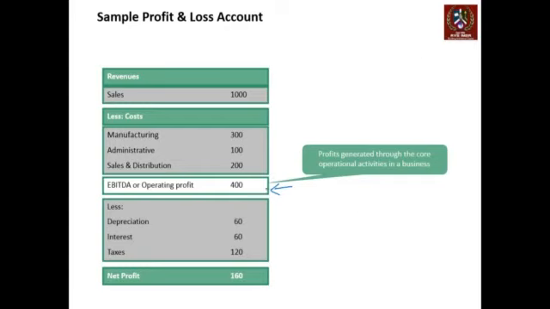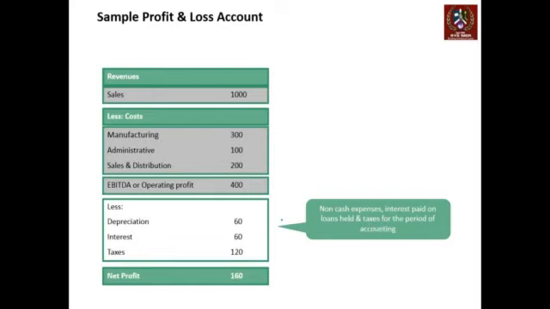These are profits generated in the course of operational activities in the business, right? There's something else called other income, which we will take at a later point of time. This is assuming that the profit is generated in the course of running the general business of the company, right? Then you remove depreciation. These are non-cash expenses. Then you remove the interest paid. That's again an accounting measure of the interest that you've paid. And finally, taxes for the period of accounting. What you're left with is your final net profit, which is the bottom line of the business, right?